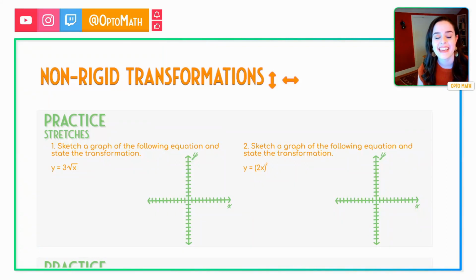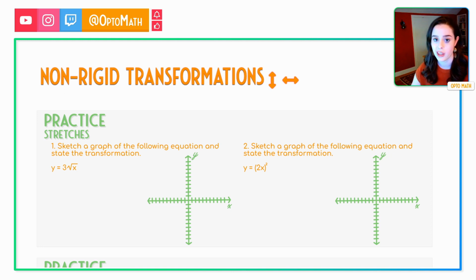Hey Opties! Today we're looking at non-rigid transformations and we're going to do some practice. This will include stretches and shrinks / compressions for vertical and horizontal. Let's take a look at number 1. It says sketch a graph of the following equation and state the transformation.